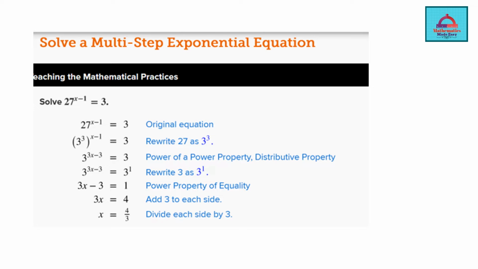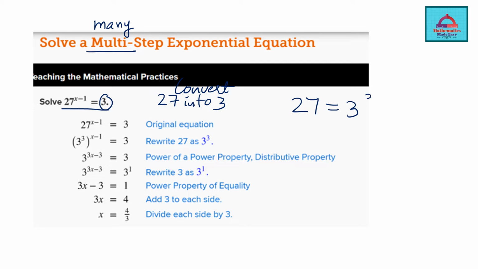Now let's see how to solve a multi-step exponential equation. Definitely, because it's a multi-step, there are going to be many steps to solve an exponential equation. So here the equation is 27 to the power x minus 1 equal to 3. So which is the lower base? The base which is less in number is 3. So that means we have to convert 27 into the same base, into 3. So how can you write 27? It is 3 to the power 3. So you replace 27 with 3 to the power 3 and solve it.